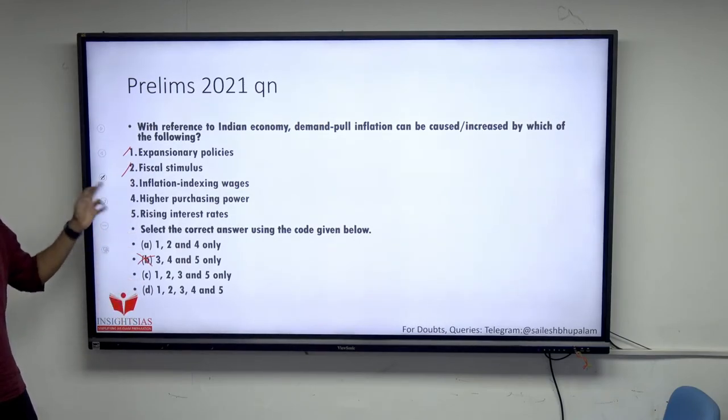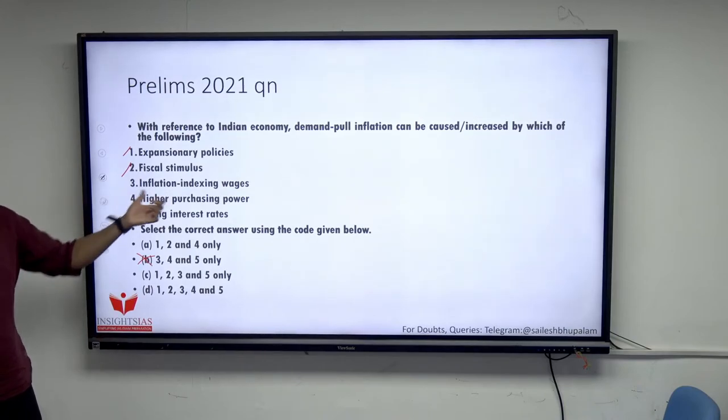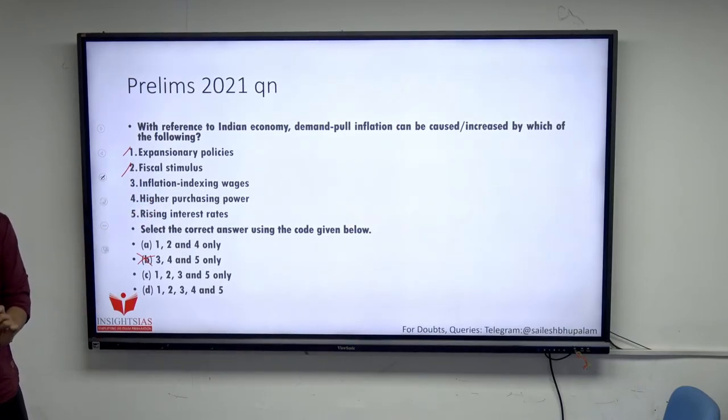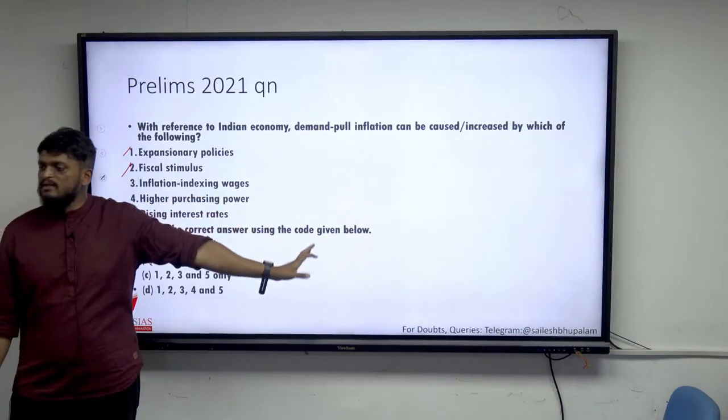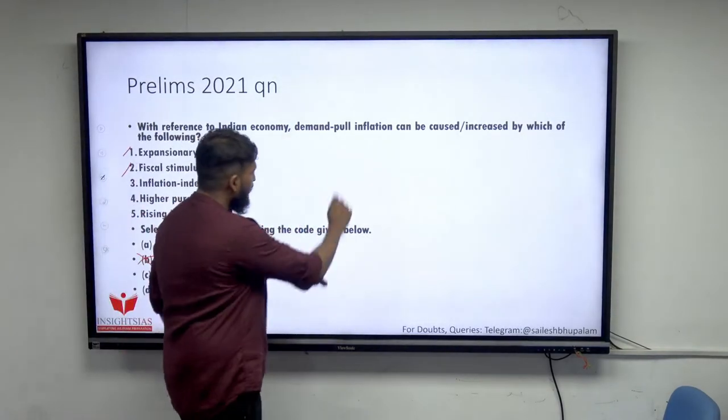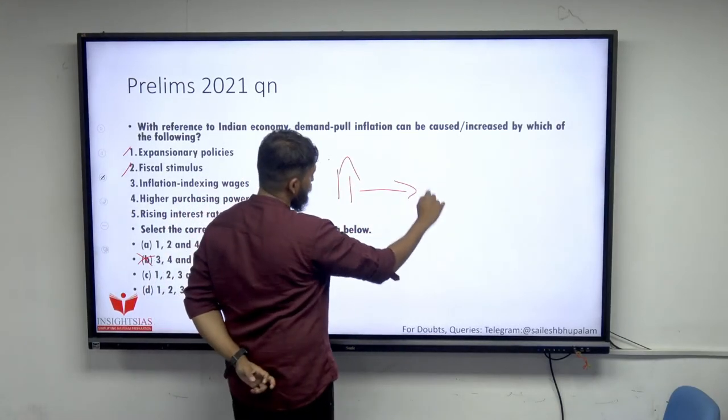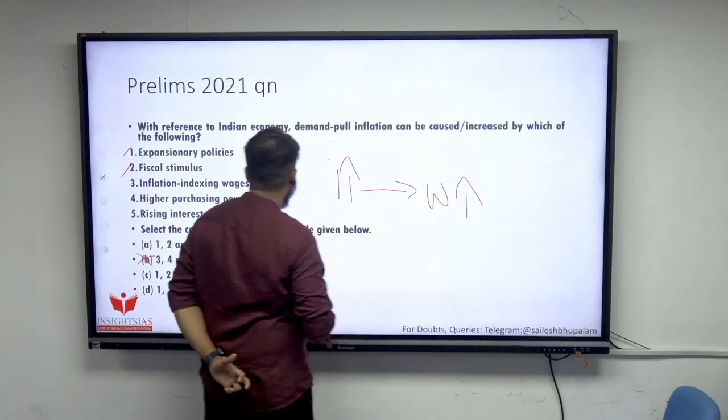You can't eliminate anything. Inflation indexing wages. Indexing means you can think of it as linking. The actual English meaning is just linking. When you link wages to inflation, when inflation increases, wages increase. That is the meaning of inflation indexing. We are looking at what will cause inflation to increase. You understood? Inflation increase will lead to wage increase. This is called indexing.